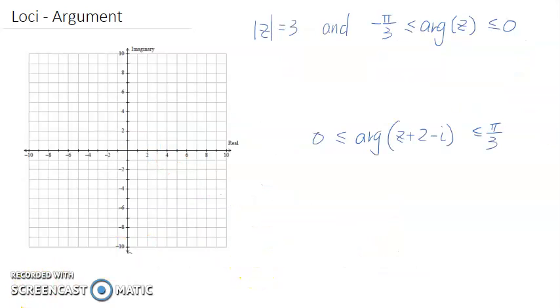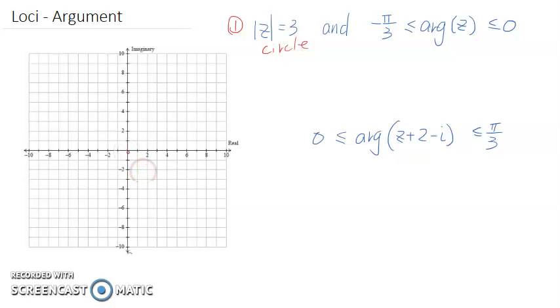Now let's have a look at another two examples. The first example is the modulus of z is equal to 3, which means the distance from the origin to the complex number z is equal to 3. This represents a circle. And it also says the argument of this complex number is between 0 and negative pi on 3. I'm going to draw this first. The angle is between 0 and negative pi on 3, which is negative 60 degrees, so it's going clockwise.